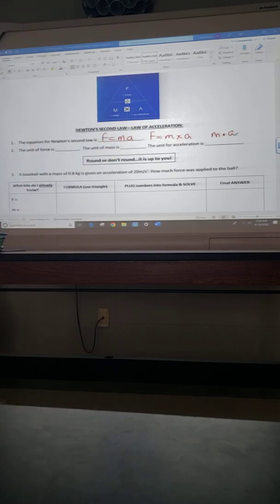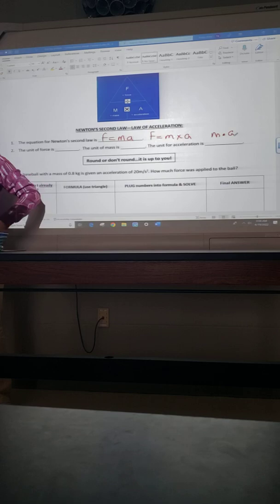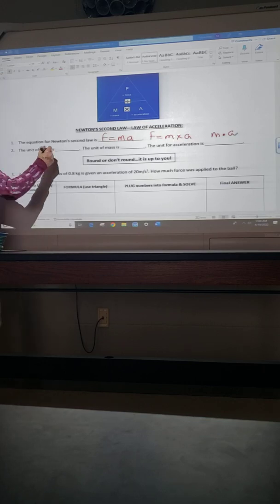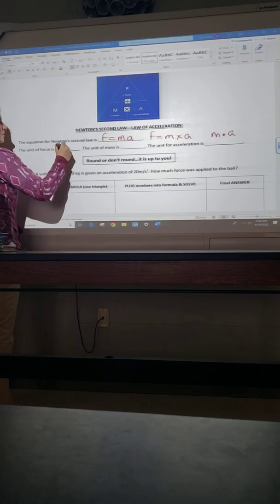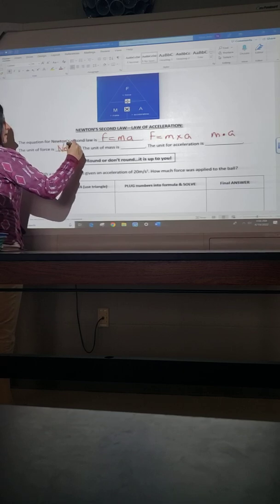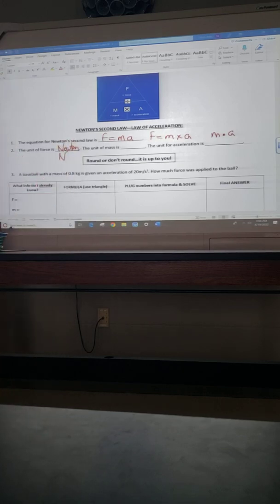For all forces, what is the unit? Who's the one that came up with the three laws? Newton, right? So the unit of force is going to be the Newton. And we can just use the capital N for that.